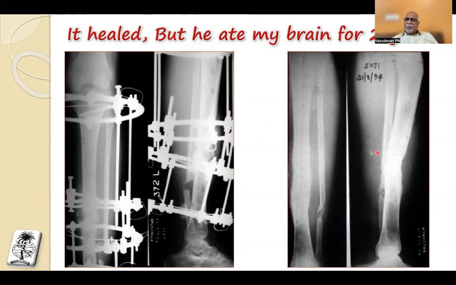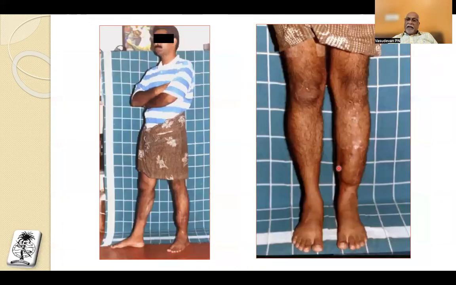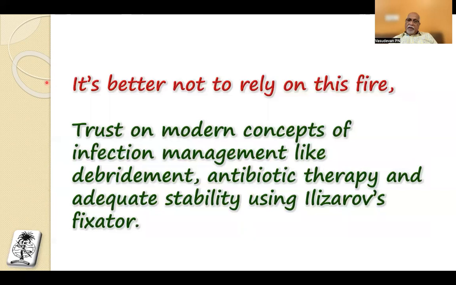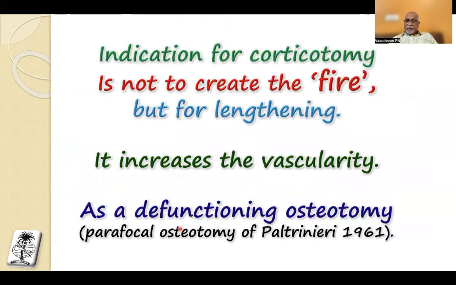Because you can even see a small sequestrum there. So for 2 years he was pouring out pus and creating trouble for me. So then I learned there's no point in doing a corticotomy to burn the infection. I would like to do a knife for that. It's better to rely upon this, not on this fire. Trust modern concepts of infection management like debridement, antibiotic therapy, and adequate stability using Ilizarov's fixator.